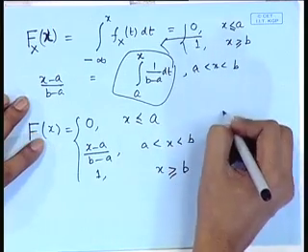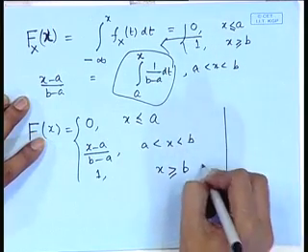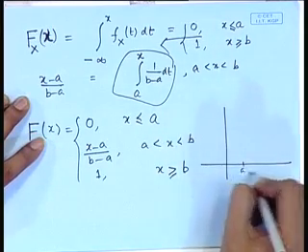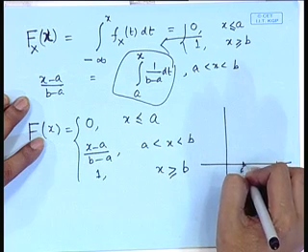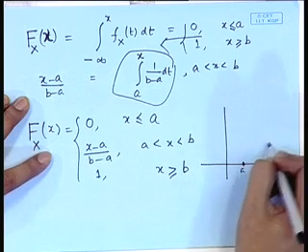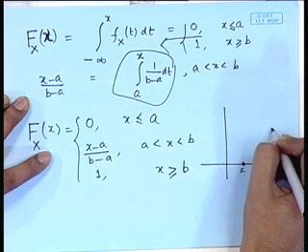If we plot this, suppose a is here and b is here. So, up to a it is 0, from a to b. So, suppose this is the value 1 here.